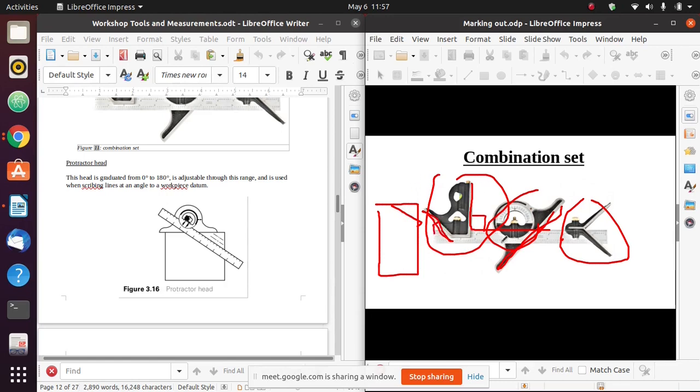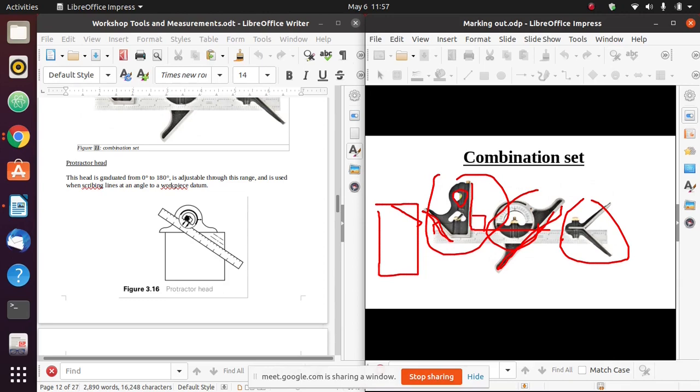Now, since this is a movable head, we incorporate something known as a spirit level. I don't know whether we've been able to see a spirit level, we have seen it before, but it is a tube that has a liquid inside and a bubble. So when that bubble is at the center of that tube, that indicates that the instrument is accurate.